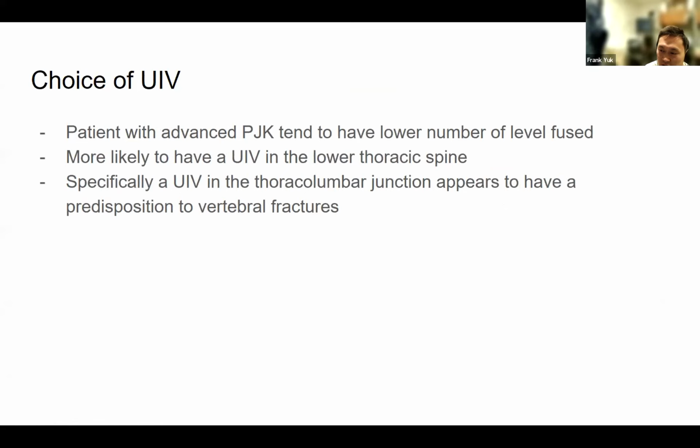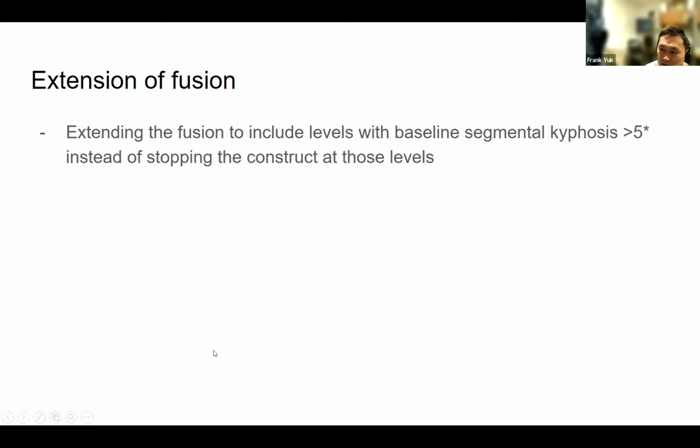And the choice of UIV also correlates with advanced PJK. Patients with advanced PJK tend to have lower numbers of levels fused, which makes sense because you create a much more mobile construct above and below for degeneration. Most likely, they're more likely to have a UIV in the lower thoracic spine between T10 and T12, and specifically the thoracolumbar junction seems to have a predisposition to vertebral fractures.